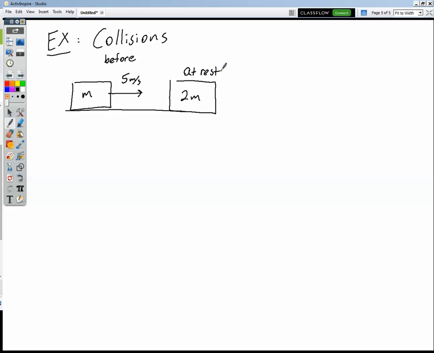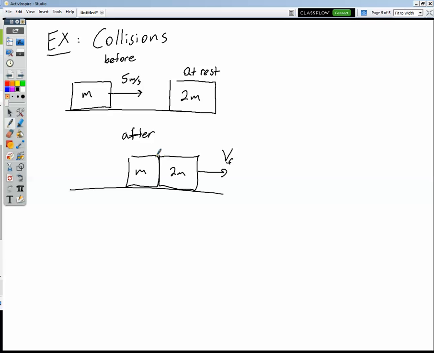Okay, let's take a look at another class of problems that conservation of momentum allows us to solve, collisions. So here we have a cart of mass m moving to the right at 5 meters per second, and another cart of mass 2m at rest. These two carts are going to hit each other, and let's say that they have magnets, and they're going to attach to one another and stick together. So after the collision, we have m and 2m stuck together and moving off at some final velocity.